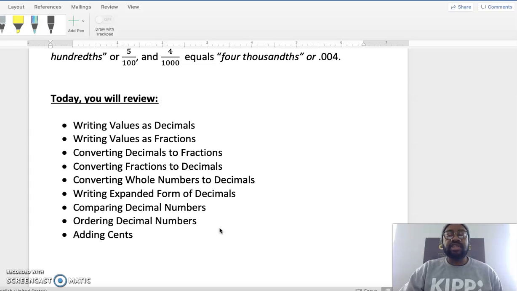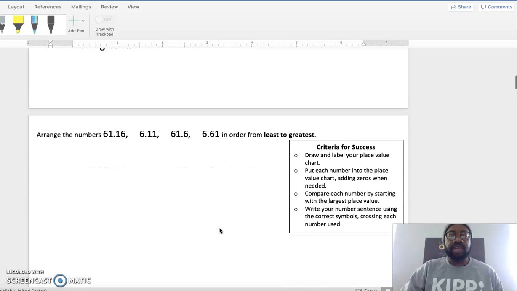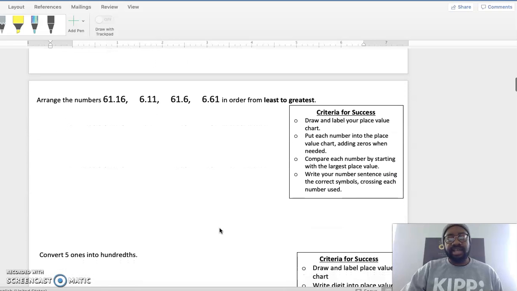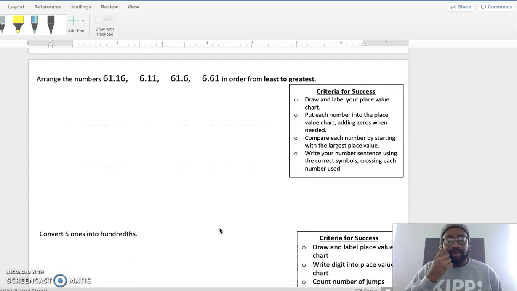The one thing you need to remember is that when you are reviewing each question, the criteria for success is going to be super important for you to follow. The criteria for success tells you exactly what you need to do for each question. So, for this question, it says, put the numbers in order from least to greatest. My criteria for success is right over here for me to follow. First thing I'm going to do is draw and label my place value chart.